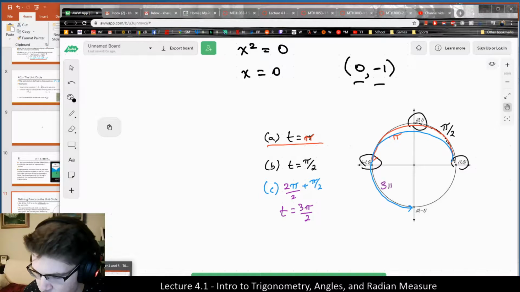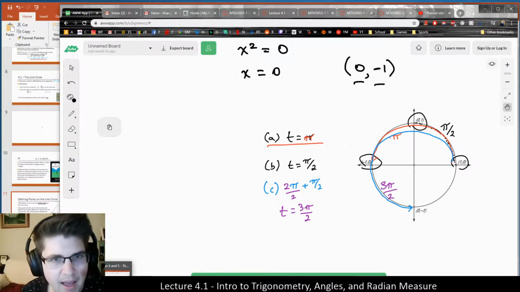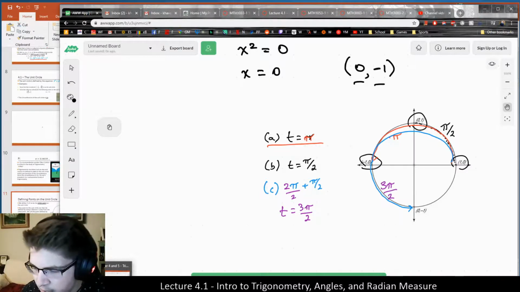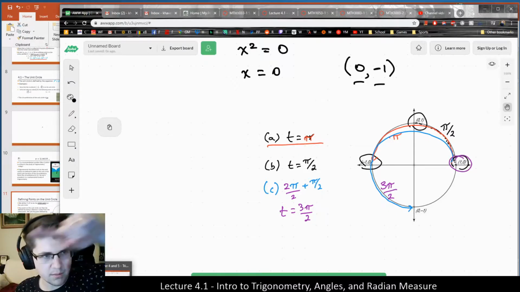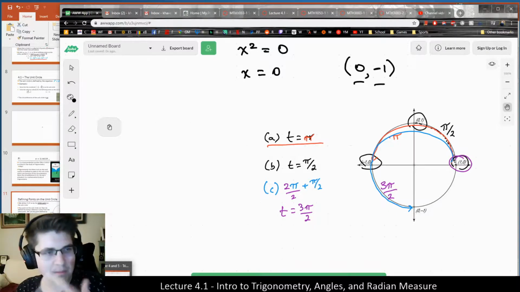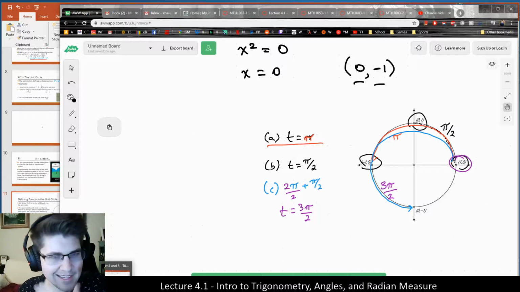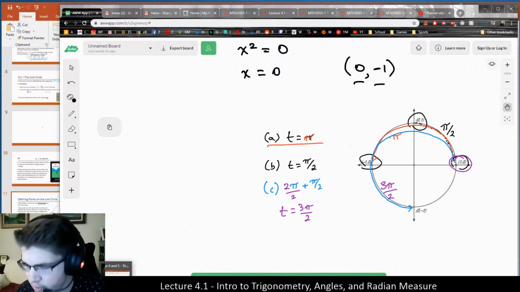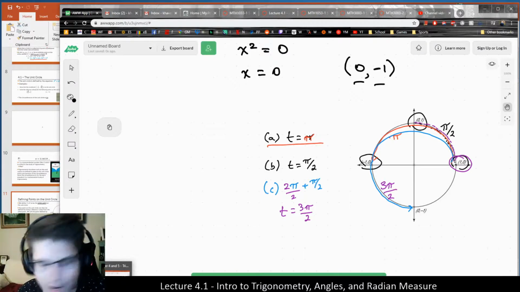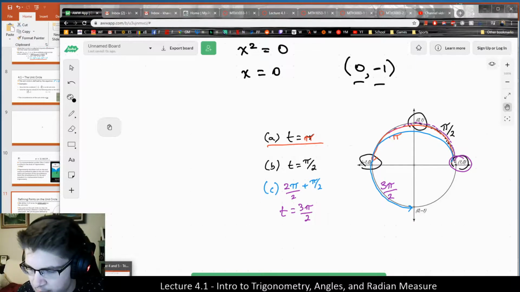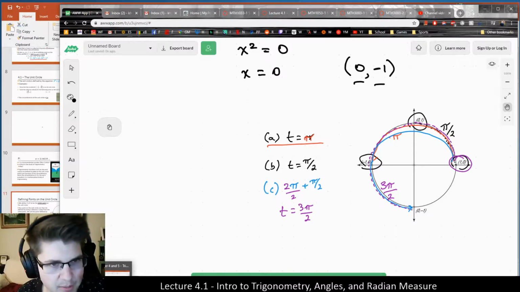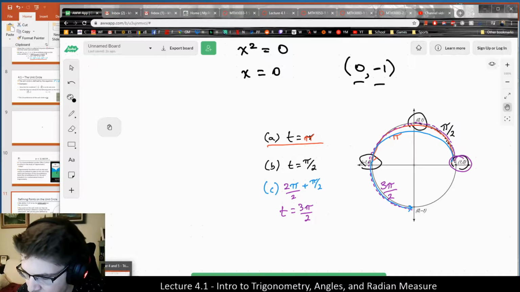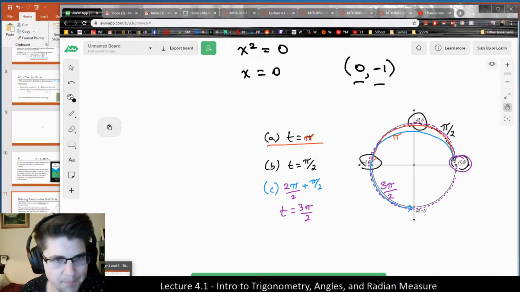So anyways, summarizing, if we were starting at 1, 0, and that ant starts walking around the circle, notice that those values are getting larger and larger. As the ant progresses and gets to the top of the circle, it has moved pi over 2 distance. Halfway is pi. 3/4 of the way is 3 pi over 2. And if they were to get all the way, that would be the full circumference, 2 pi.